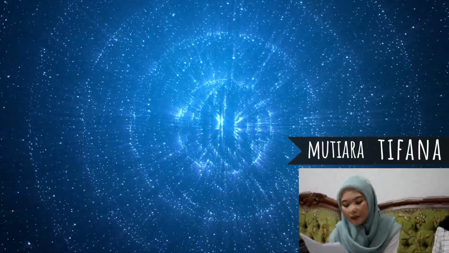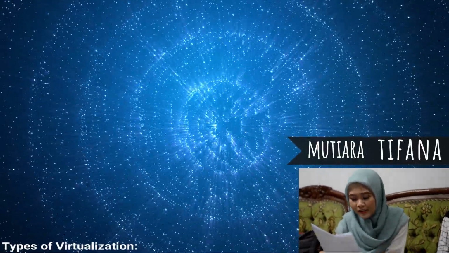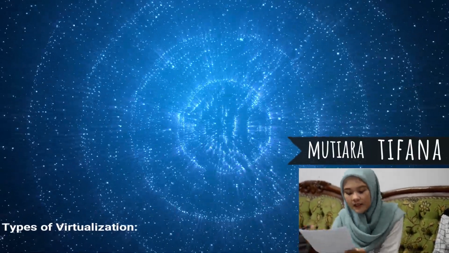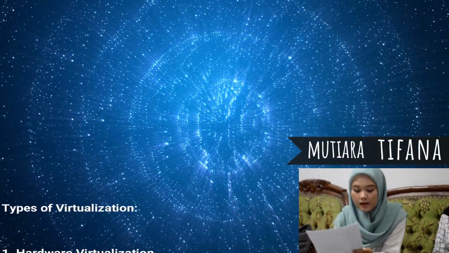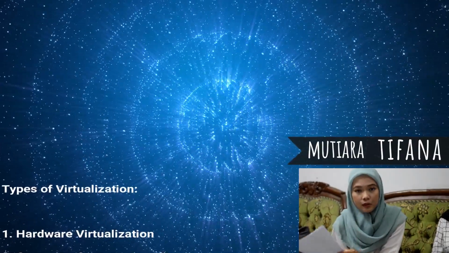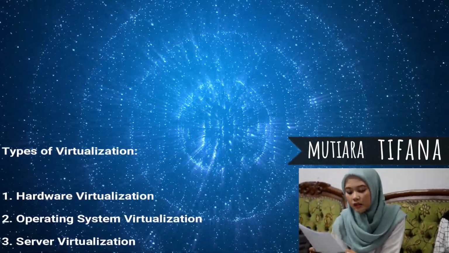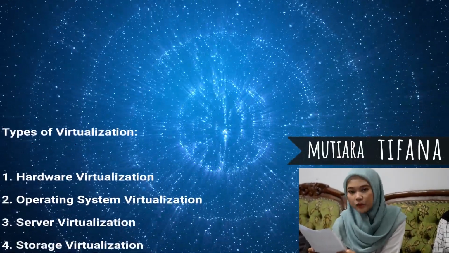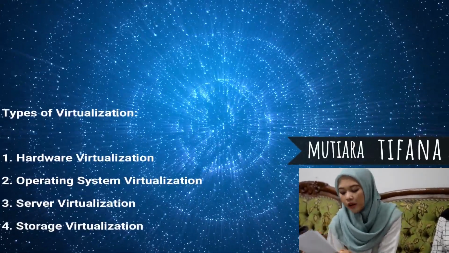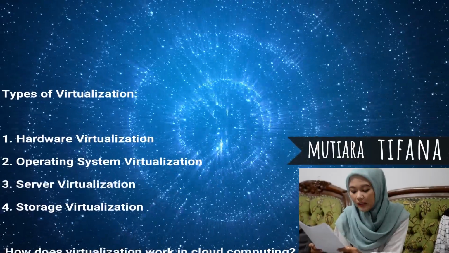And what are the types of virtualization? The first is hardware virtualization. The second one is operating system virtualization. The third is server virtualization. Fourth, we have storage virtualization. And how does virtualization work in cloud computing?